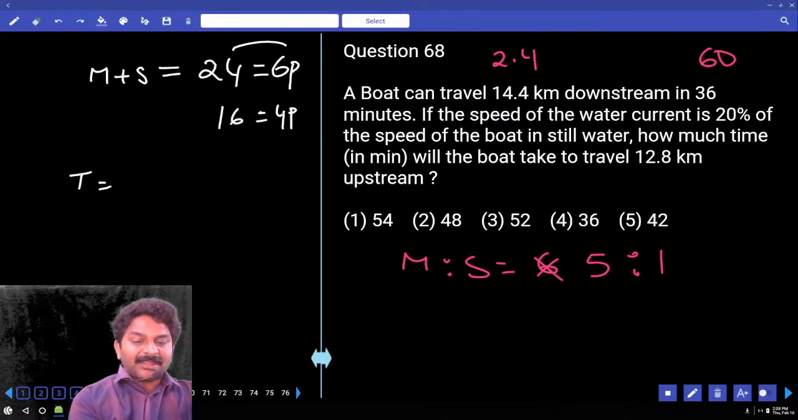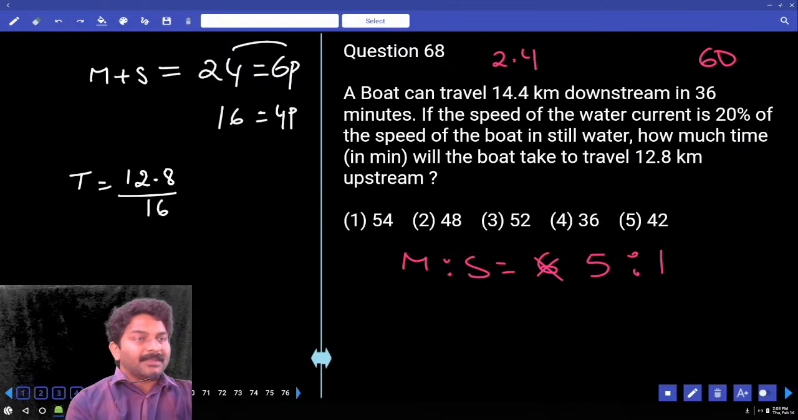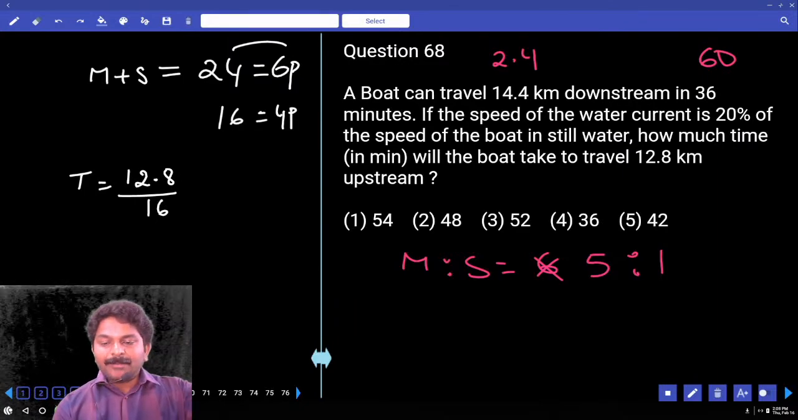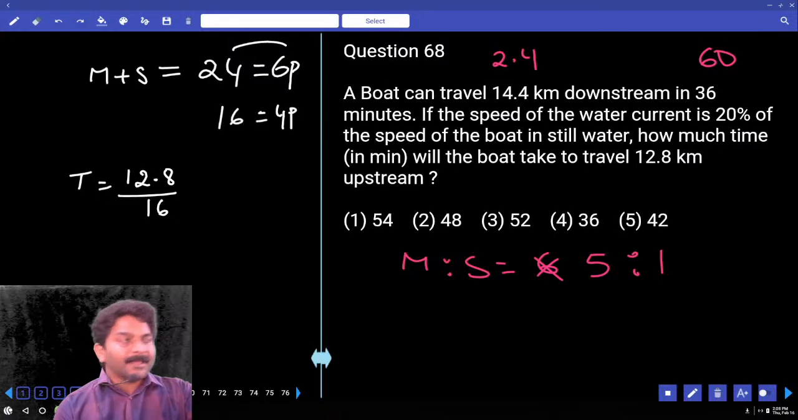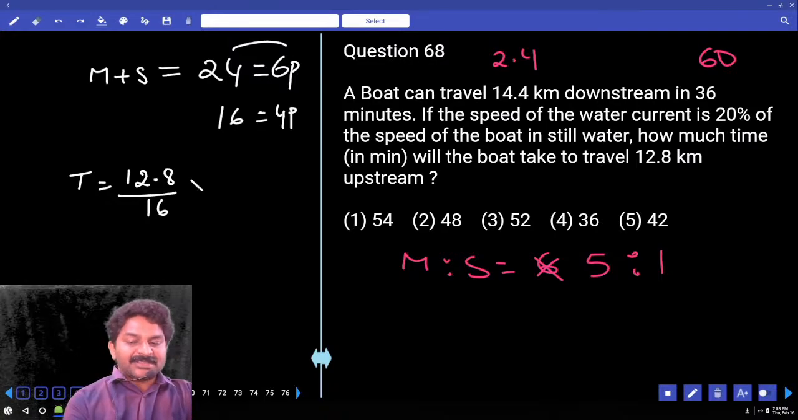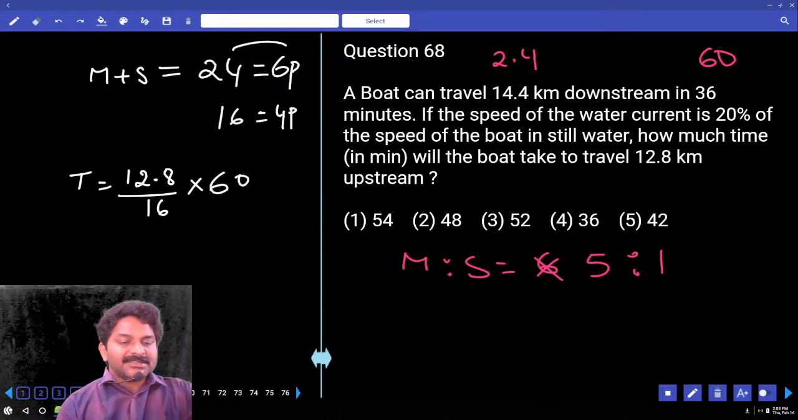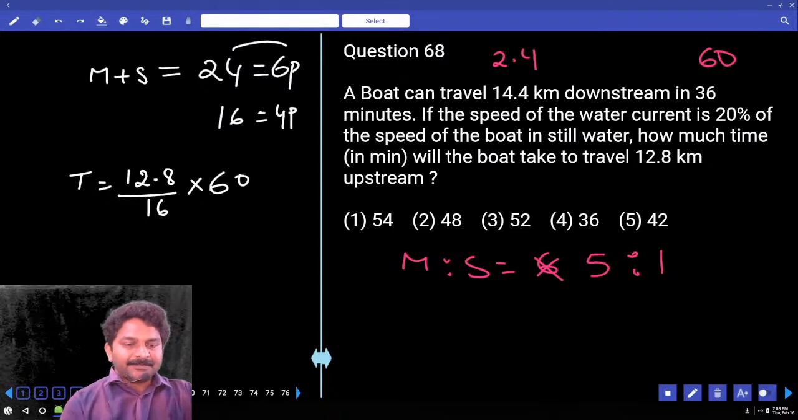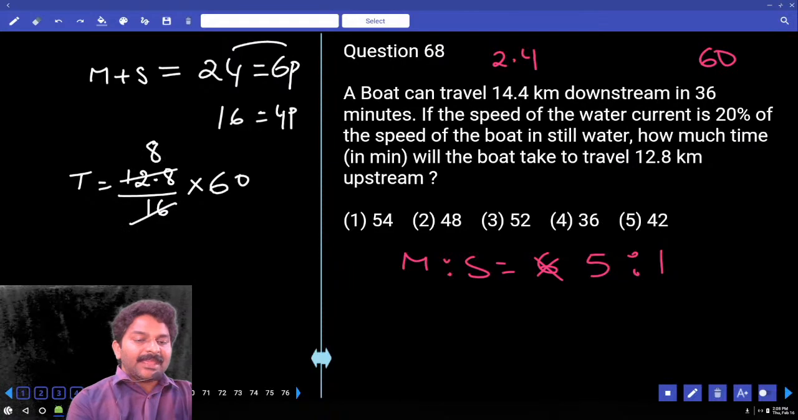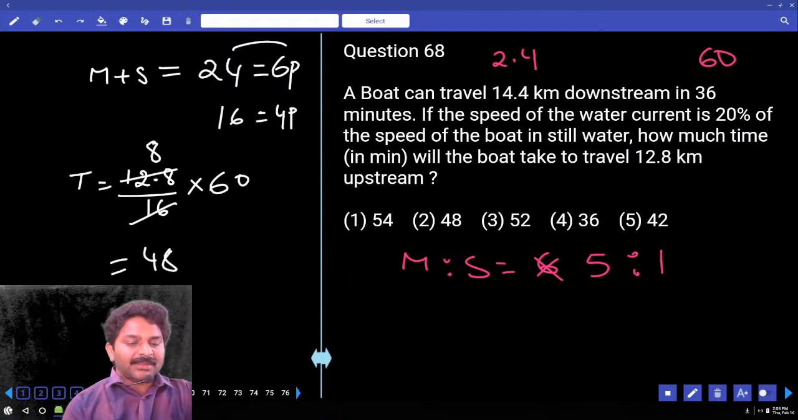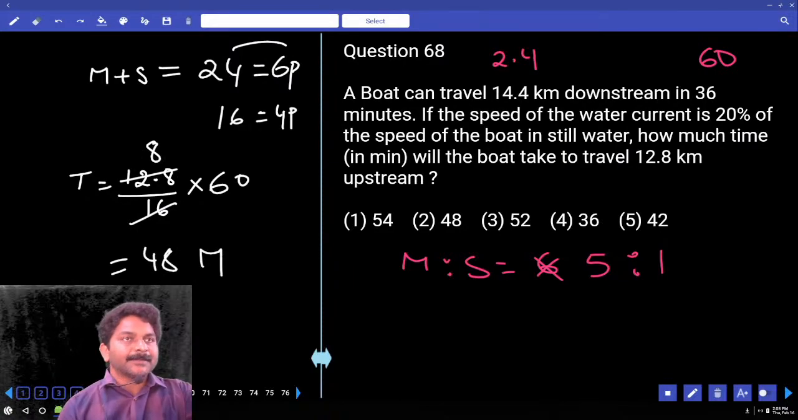Now we were asked to calculate time to cover 12.8 kilometers with the speed 16 kilometers per hour. We'll get answer in hours, but the question is about minutes, into 60. The decimal gets cancelled. Yes, 8 times 6 into 8, 48 minutes.